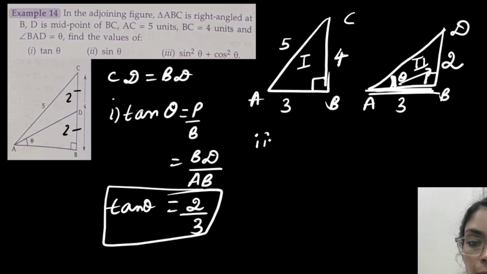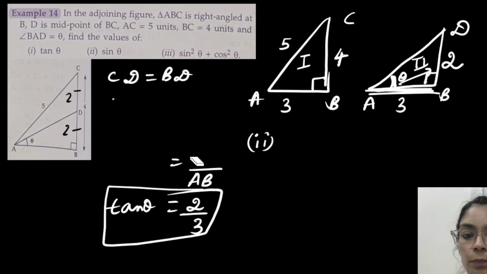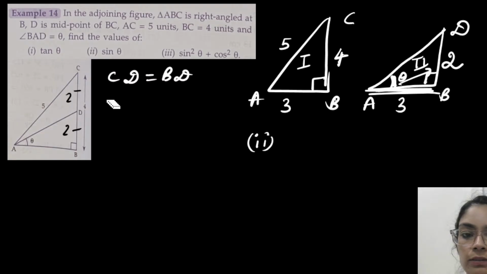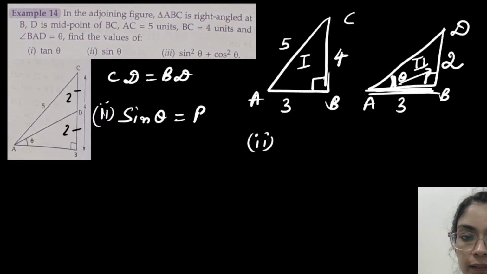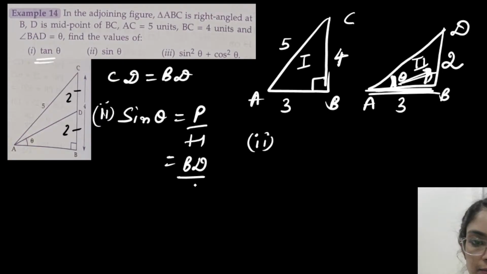Now, what is the value of sin theta? Sin theta's formula we all know: it's perpendicular by hypotenuse. With respect to theta, the perpendicular is BD, the opposite side, and the hypotenuse is AD. So now we have to make use of the Pythagoras theorem and find the value of AD.